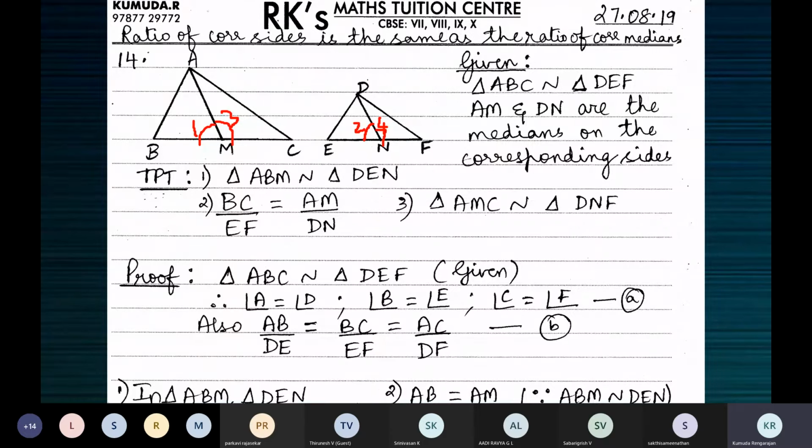So do we agree, children? By the AA similarity criterion, AMC is similar to DNF. Yes or no? Yes, ma'am. All of you, please check if you are clear. Yes, ma'am. Okay.